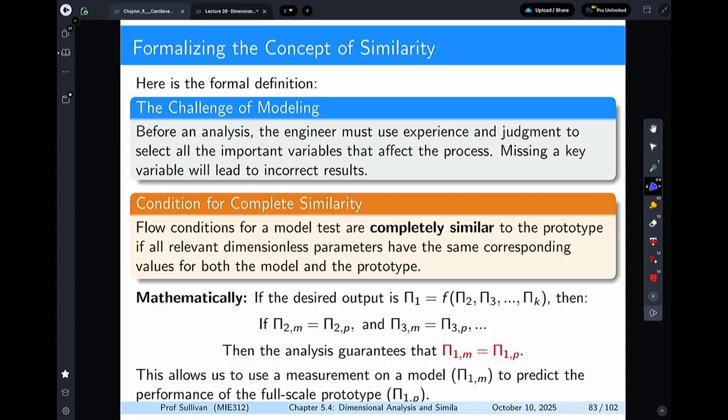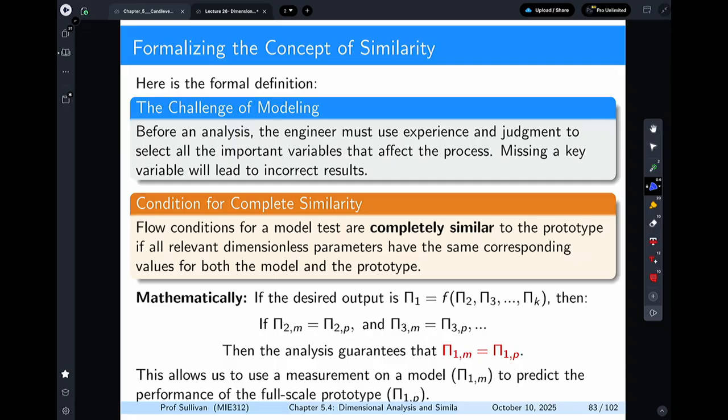So when you're doing an analysis, you have to use experience and judgment. Part of it is stuff that you learn by doing it repeatedly. Select all the important variables that affect the process. Missing a key variable will lead to incorrect results. Adding a wrong variable will also do that. And you kind of saw that with the chimney. You could have normalized by L, but that wouldn't be the same thing, and it wouldn't give you the same sort of flexibility.